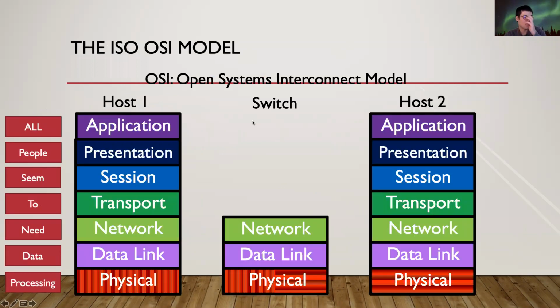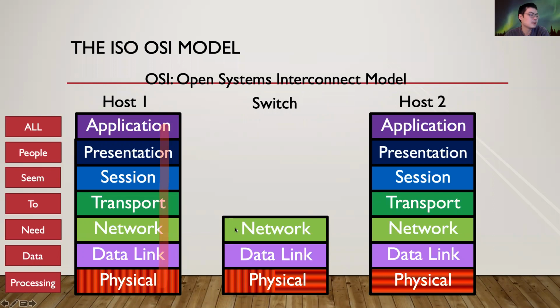First, let's take a look at the example. We have 3 devices. Host 1 and host 2 may be in the same building, so we just need a switch to connect them. On each device, let's say your PC, you implement all the layers, like here. Let me change the color.